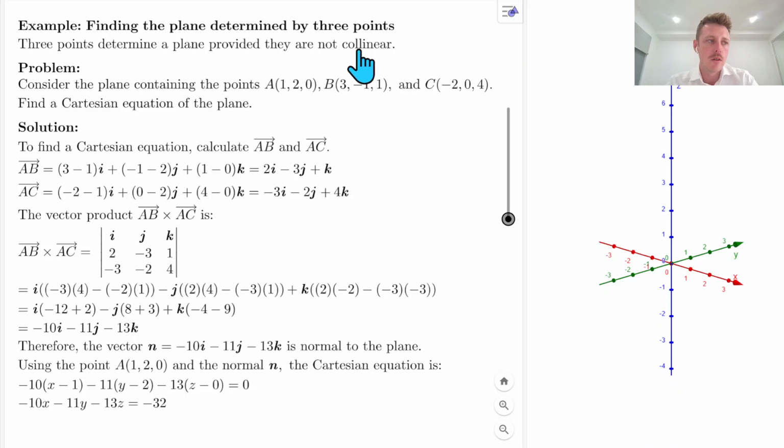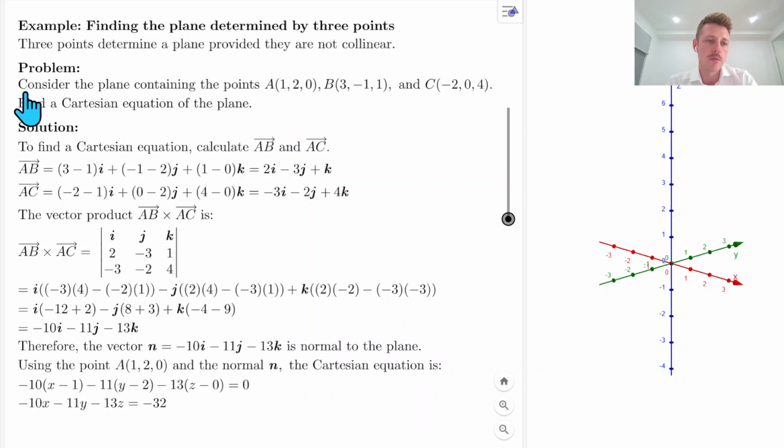Just making an analogy with linear relations: in 2 dimensions, the minimum number of points you need to define a line is 2, but in 3 dimensions, the minimum number of points you need to define a plane is 3, as long as they're not collinear, as long as they're not all in a straight line, because then you don't define a plane.